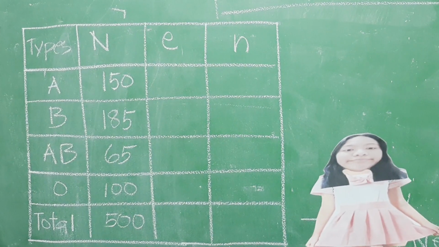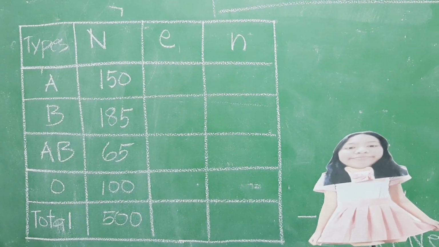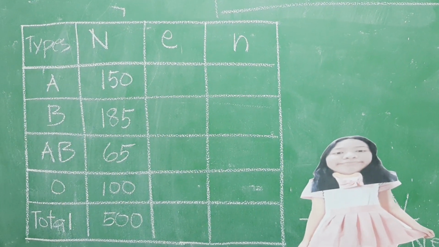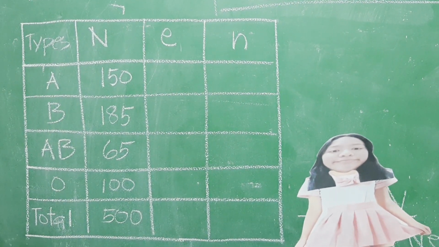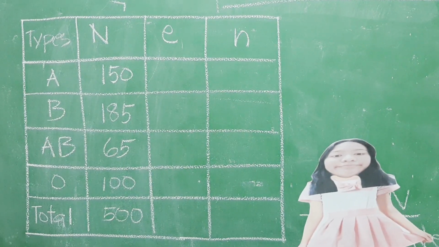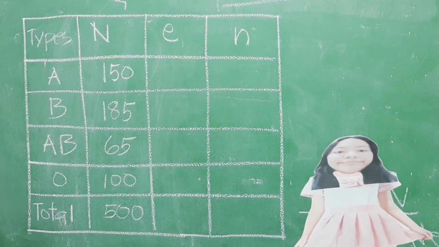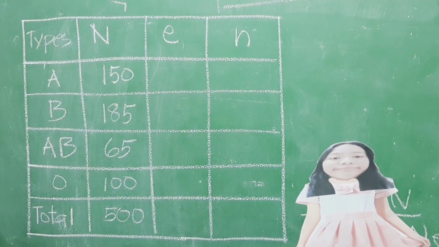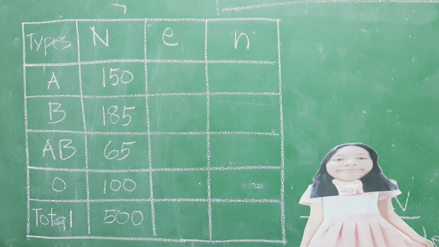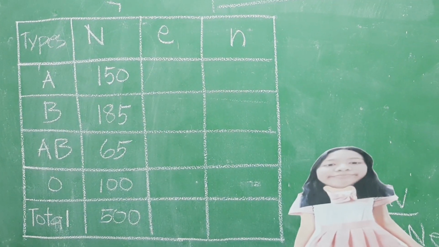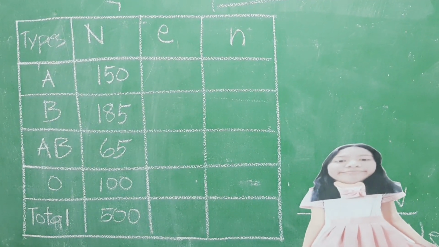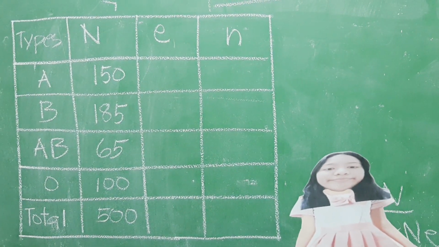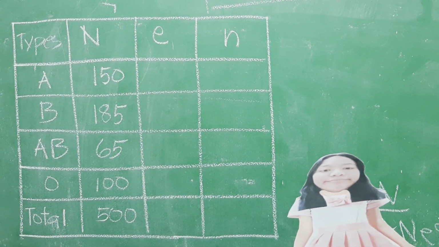Our researcher wants to determine the different types of blood in a population of 500. So now, we have the different types of blood listed here: type A, B, AB, and O. First, type A has a population of 150. Second, type B has a population of 185. Then, type AB has a population of 65. And lastly, type O has a population of 100. The overall population that we got is 500.